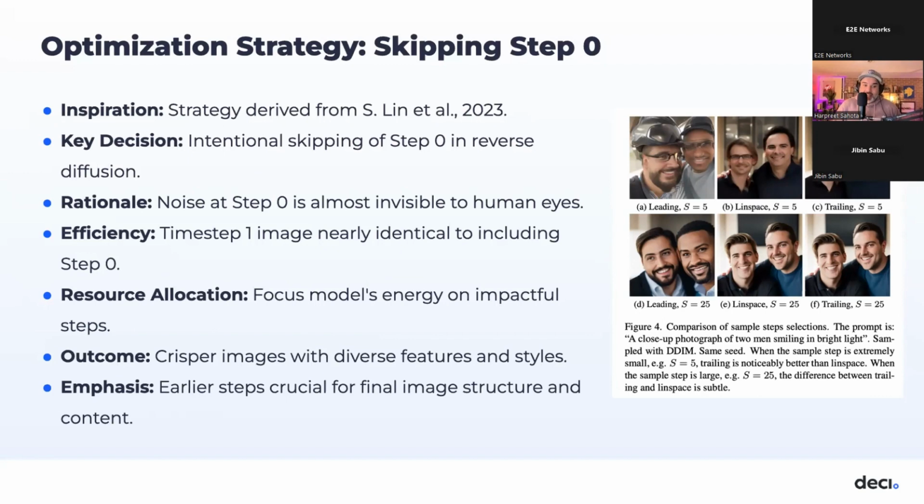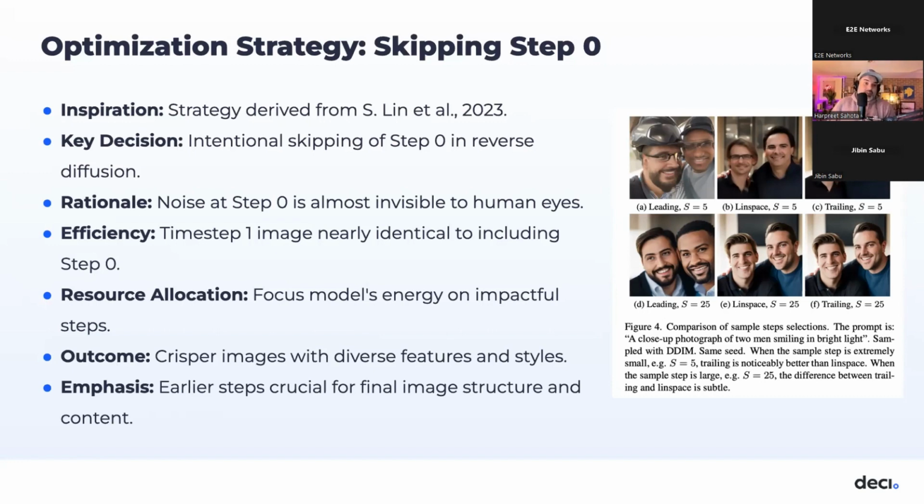So optimization strategy here. Another optimization strategy was that we skipped step 0. We wanted to produce clear, more varied images. And so we adopted the strategy that was inspired by, again, Shanchuan Lin and others in that 2023 paper that I mentioned before. A key element in their strategy is intentionally skipping step 0, which is the final step in the reverse diffusion process.